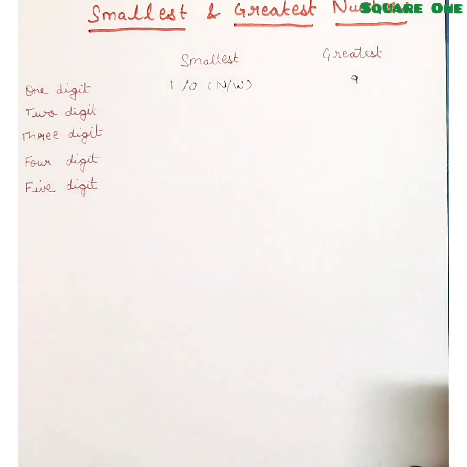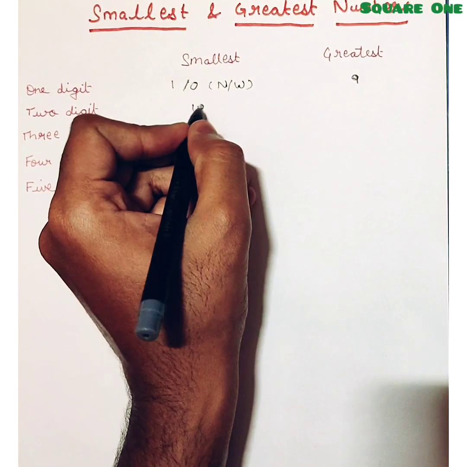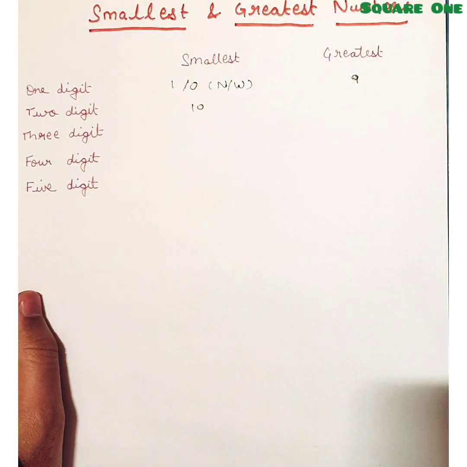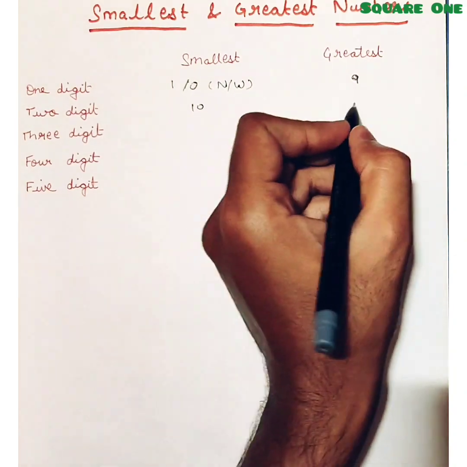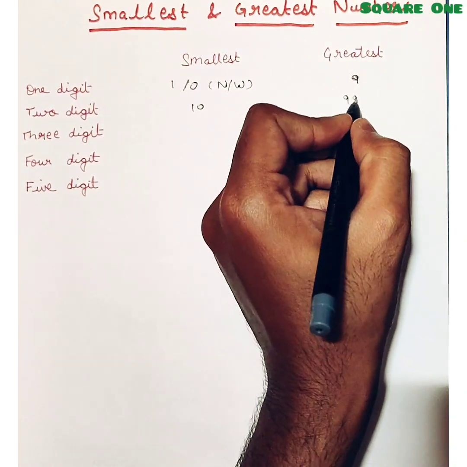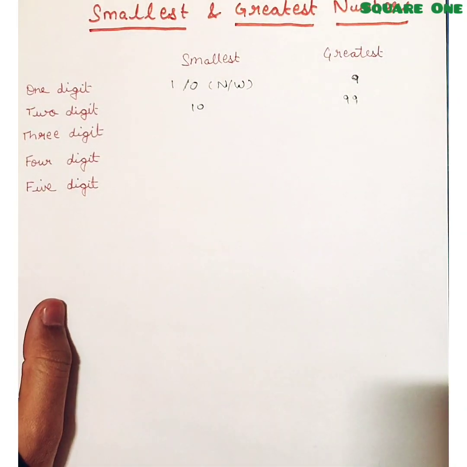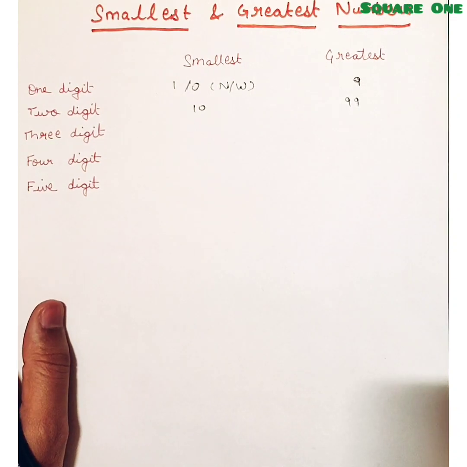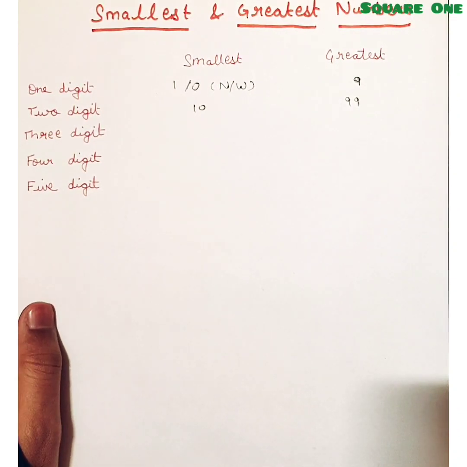You know the greatest one-digit number, it is 9. 1, 2, 3, 4, 5, 6, 7, 8 and 9. If I add 1 to the greatest one-digit number, we get 10. And 10 is a 2-digit number. So that means the smallest 2-digit number that we get is 10. The greatest 2-digit number is 99. If again I add 1 to 99, I get 100, which is the smallest 3-digit number.